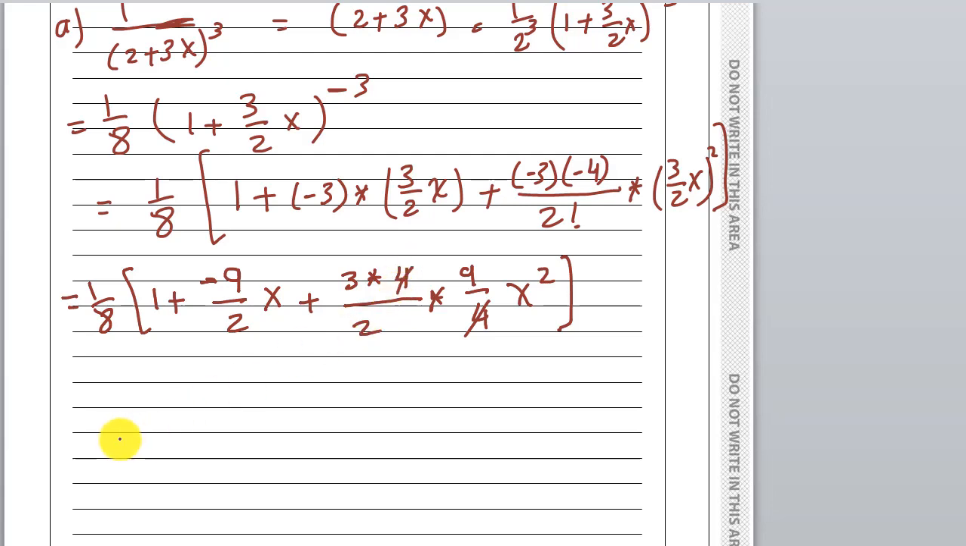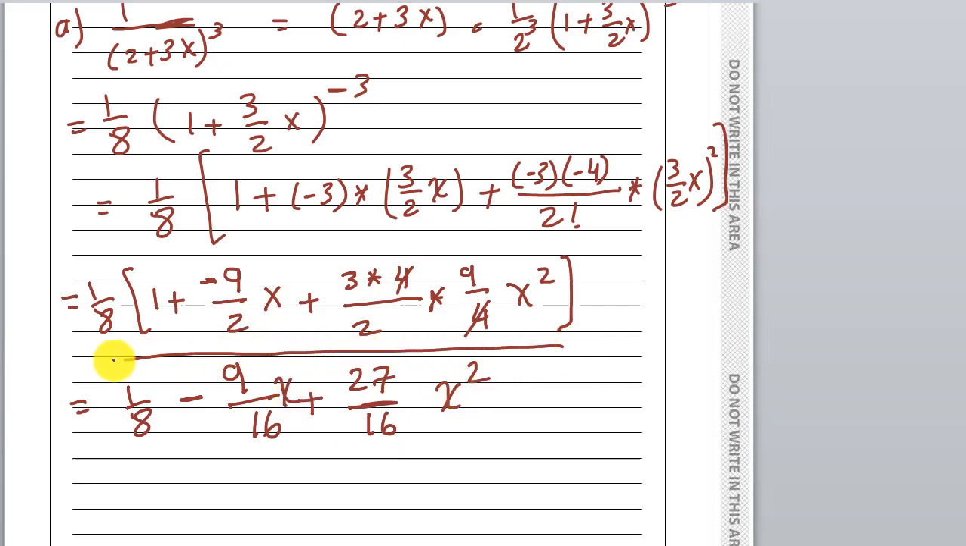This 4 goes with this 4, so it's equal to 1 over 8 minus 9 divided by 16 x plus 27 divided by 2 multiplied by 8, that is 16, here we have x, here we have x squared. And this is the final answer.